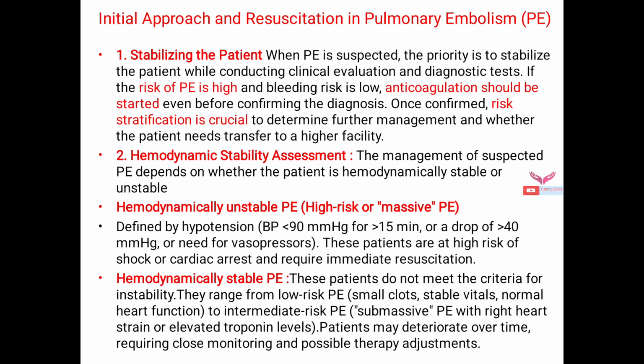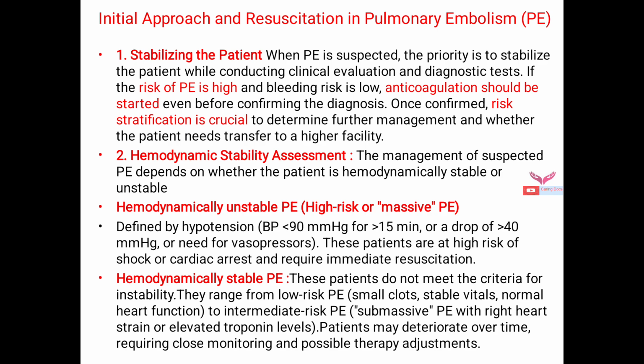Coming to the initial approach and resuscitation in pulmonary embolism, whenever a patient suspected of pulmonary embolism comes to us, we should always stabilize the patient, and priority should be stabilizing the patient while conducting the clinical evaluation and diagnostic tests. If the risk of pulmonary embolism is high and bleeding risk is low, we should always anticoagulate such a patient even before confirming the diagnosis. Once confirmed, risk stratification is crucial to determine further management and whether the patient needs transfer to a higher facility or not. Then we do hemodynamic stability assessment.